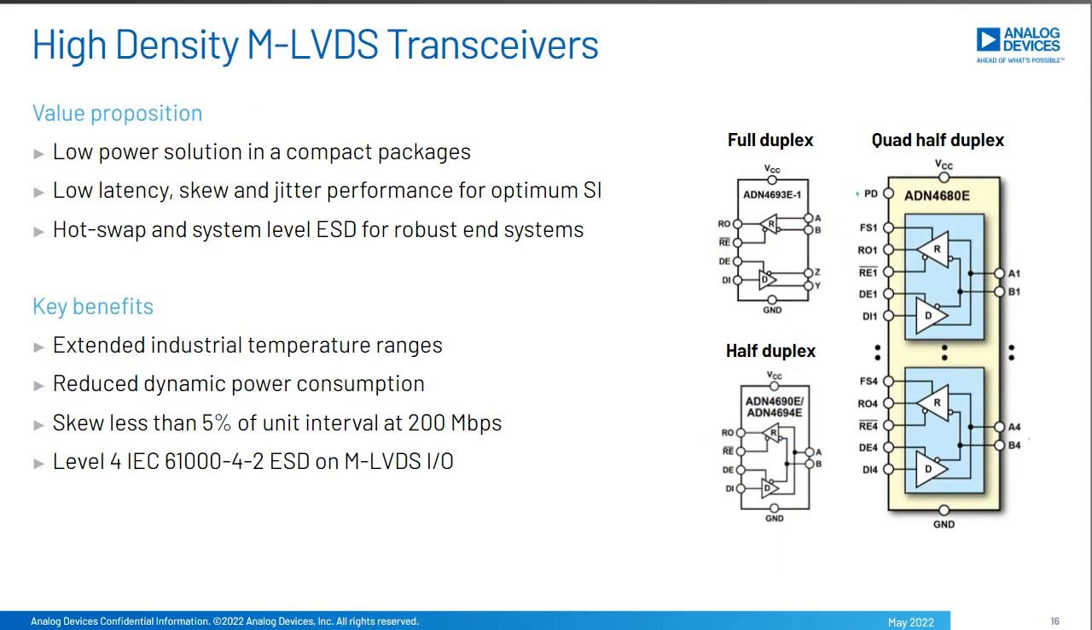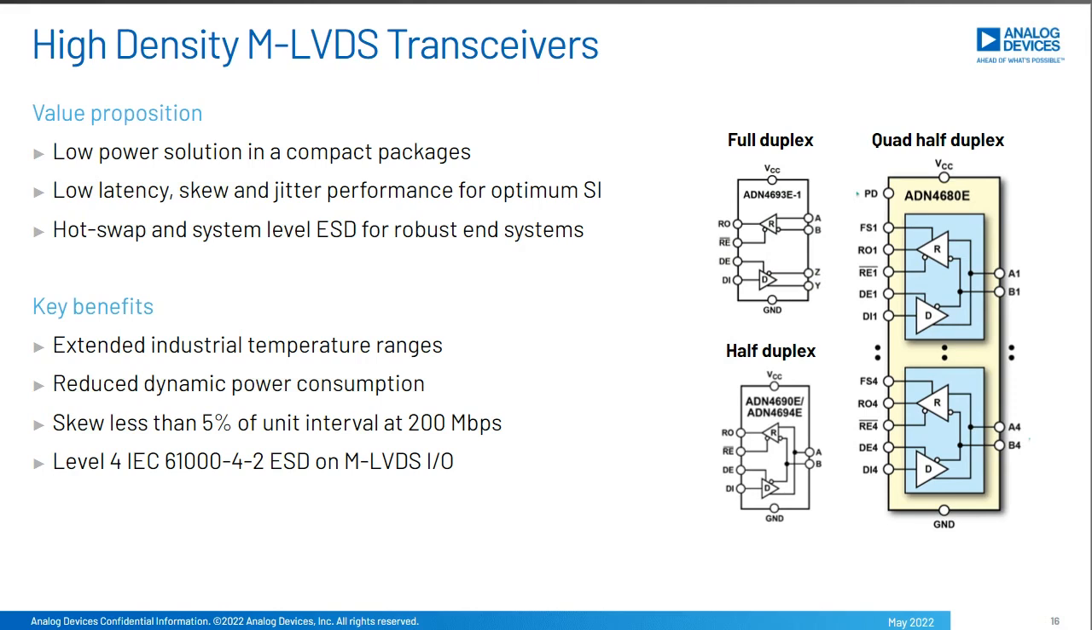And lastly here, I'm just going to present some options that ADI has in terms of MLVDS transceivers. So we've got a comprehensive family of both full and half duplex single transceiver devices. These are optimized for low power consumption, and they do this in compact packages. Their timing performance is very good, so we have low latency, skew, and jitter performance really for when you're seeking that optimum signal integrity on your backplane. And as I mentioned, hot swap and system level ESD really helps you build your robust end systems.